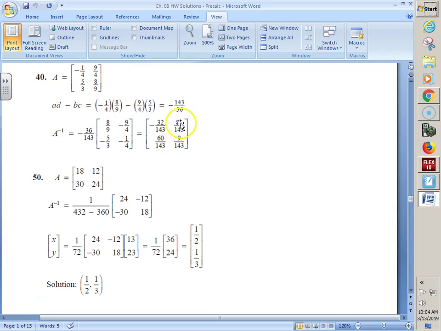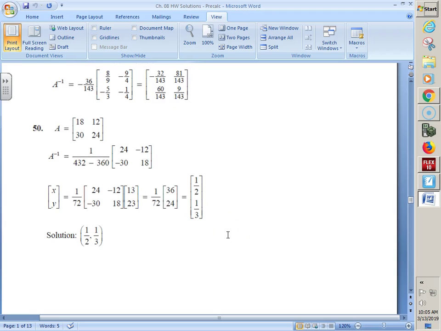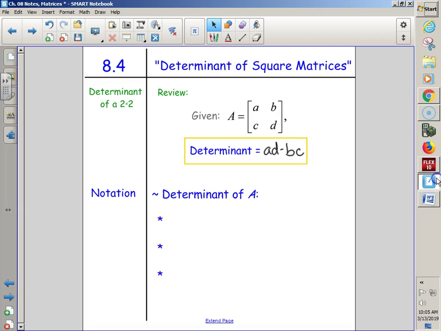Especially looking at the answers, like, ugh. Down here, number 50, even though this one wasn't as gross as the one up above, the numbers are still big. It might be easier to do all of it all at once in the formula. 1 over AD minus BC. Switch the main, opposite, the opposite.